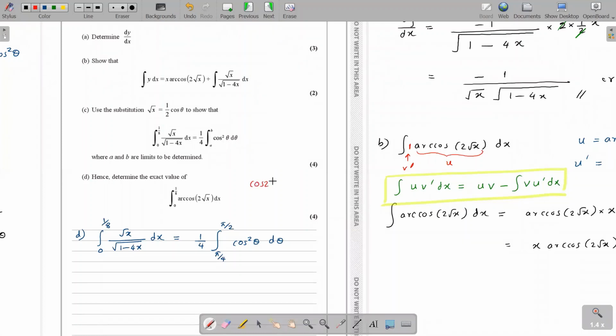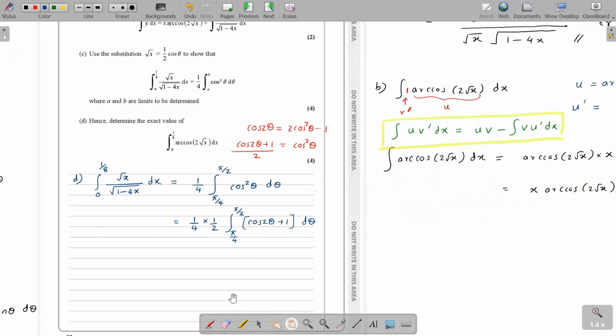We know cos 2 theta is 2 cos square theta minus 1. If you remember this, you can directly use cos square theta is cos 2 theta plus 1 whole thing divided by 2, which means I can take a half out. Do you agree? So 1 over 4 into 1 over 2, 1 over 8, pi over 4 to pi over 2, cos 2 theta plus 1. So time to integrate.